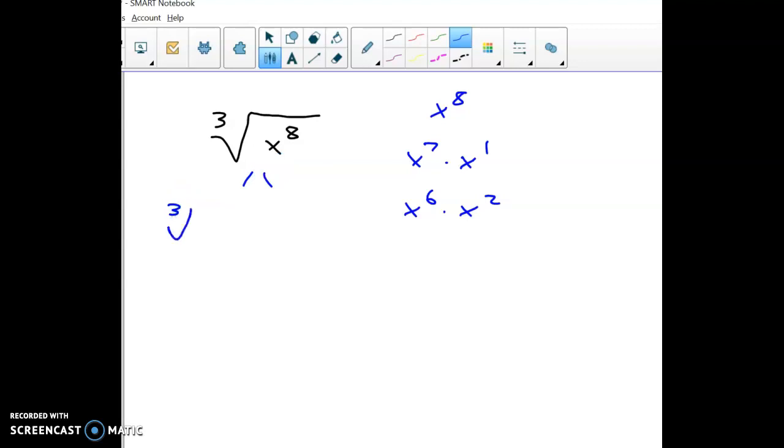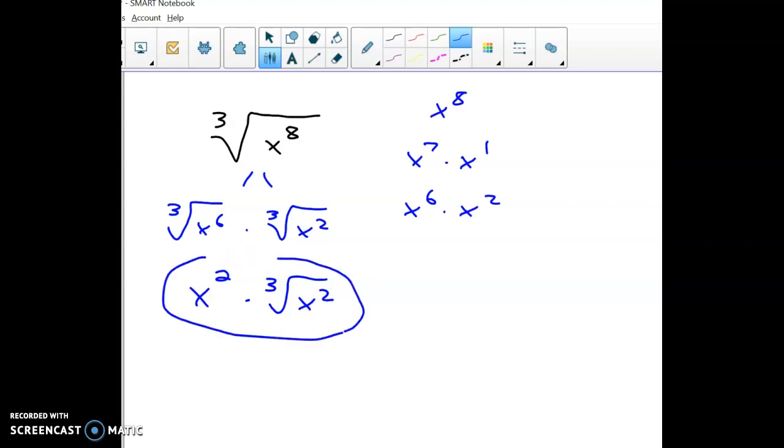We want to do the third root, put 6 of the x's here, and then to make them add up to 8, we have 2 left over. And so this now divides, giving us x squared. And then we have a third root of x squared left over. That's our simplified version of what we started with.